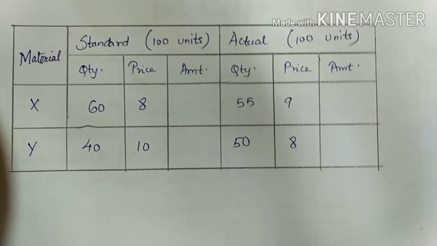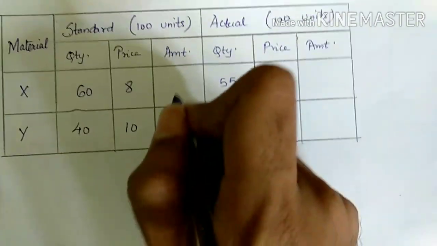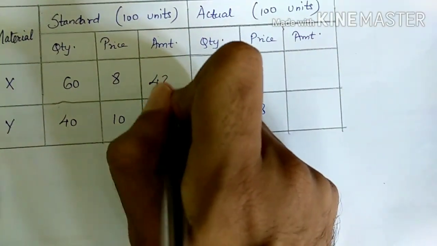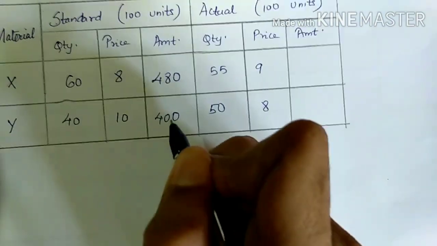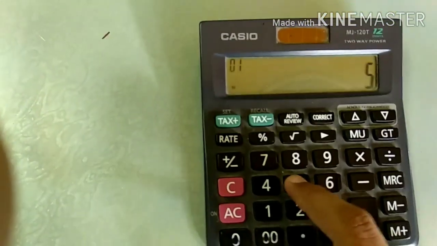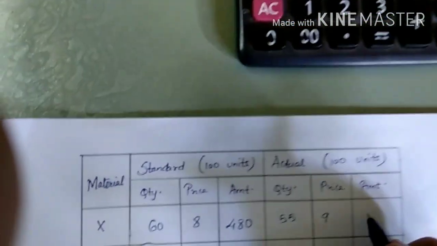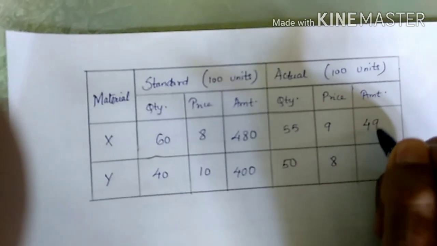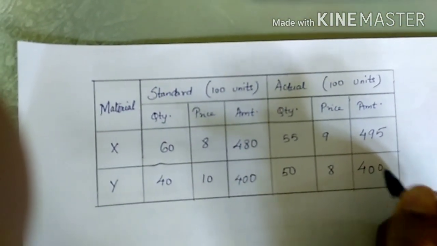So the next step is to multiply quantity with price to get the amount. So 60 into 8 comes to 480. 40 into 10, 400. 55 into 9. So 55 into 9 comes to 495. And 50 into 8 comes to 400.